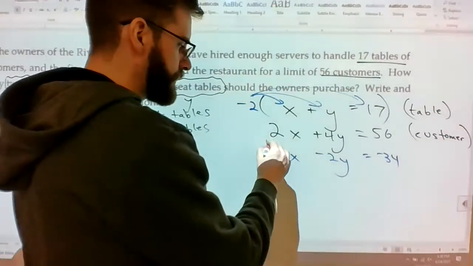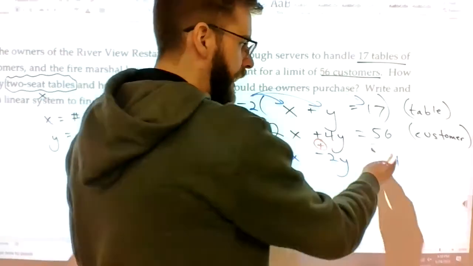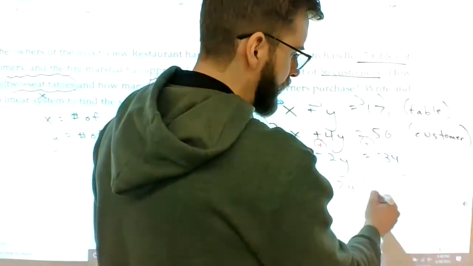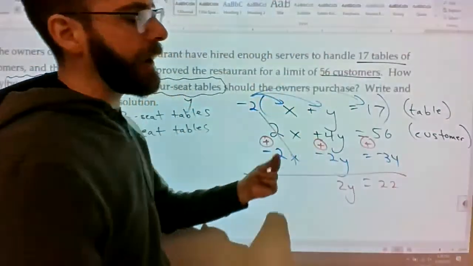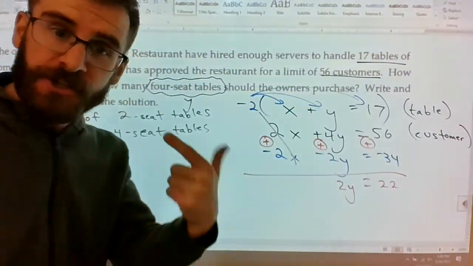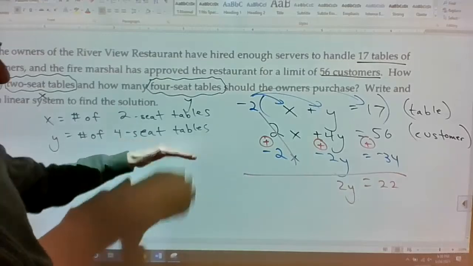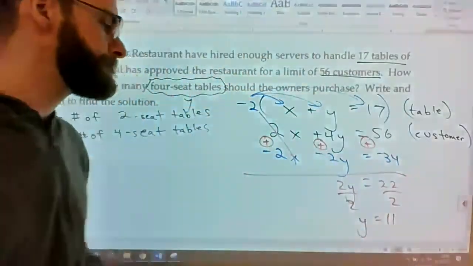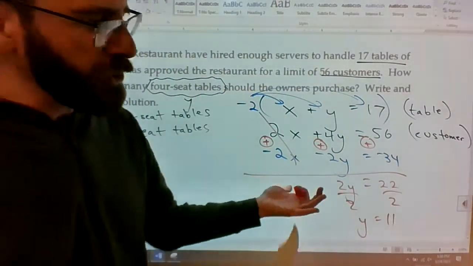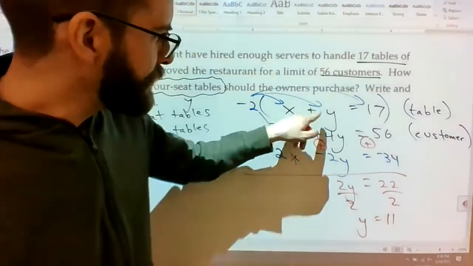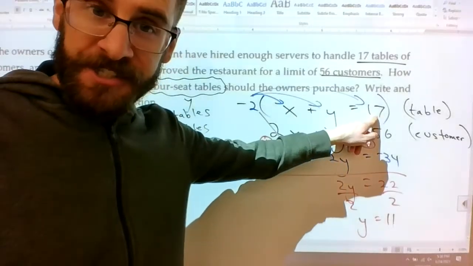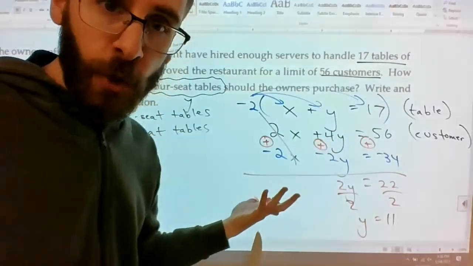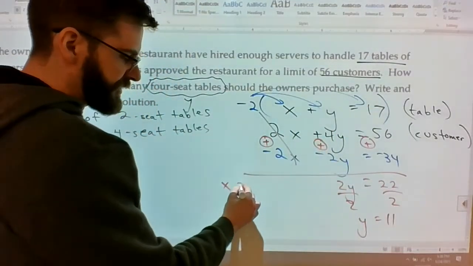Okay. Then I add the two. I add the stacks, add the x's, add the y's, add the constants. The x's drop out. The y's reduce down to 2y, and then you got 22 on the right-hand side. 11 y's. So 11 4-seat tables. You could probably do some mental math on this, right? If there's 11 4-seat tables and it has to add up to 17, then there's going to be 6. 6 plus 11 would equal 17 total tables. So the x is equal to 6.